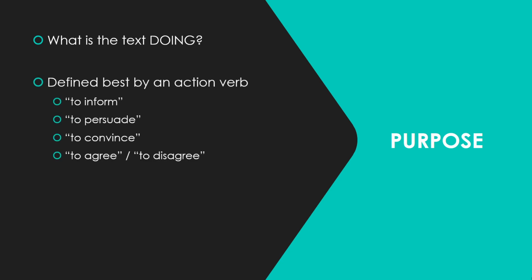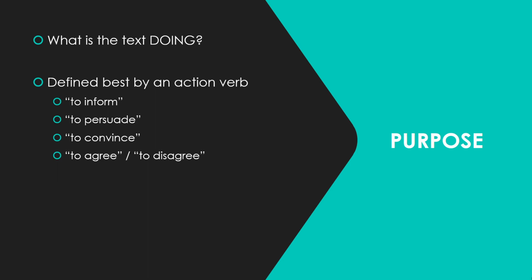First, the purpose. Let's say you had to fill out a worksheet identifying the rhetorical situation of a text. What would you write down for purpose? Well, purpose is best defined by an action verb, a word that represents what the text is trying to do. Common options include to perform, to inform, to persuade, to convince, and even to agree or disagree. But there are so many verbs in the English language that can interpret the purpose of a text. The more specific you can be, the better your understanding of your text.